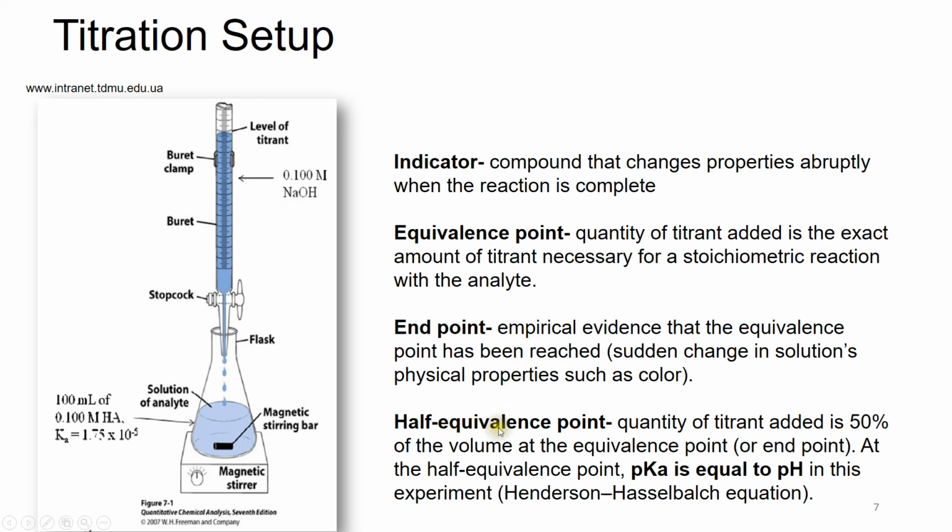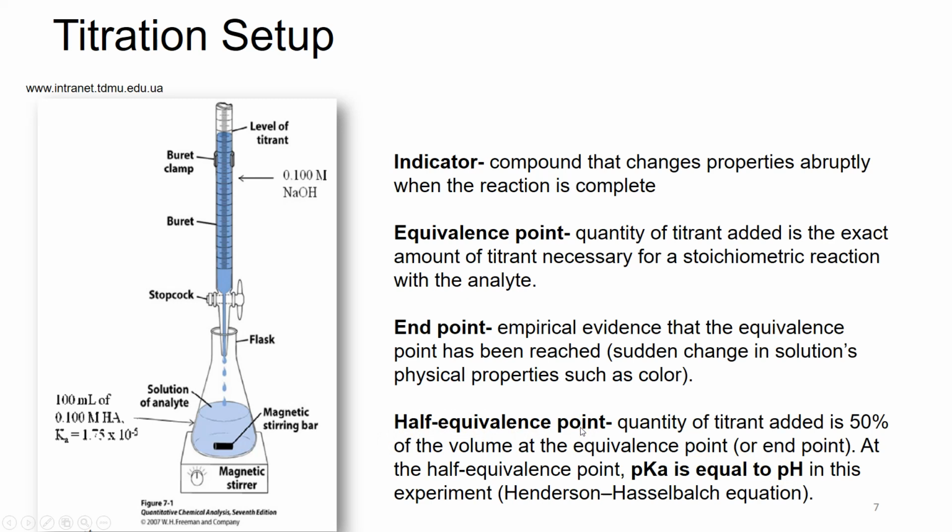What is the half equivalence point? Let's say at the end point you used 20 milliliters of sodium hydroxide, and then the half equivalence point is where you use 1/2 of the 20 milliliters of sodium hydroxide. You need to look at maybe 10 milliliters, which is 1/2 of 20 milliliters, and you can look for the pH value of the solution at this half equivalence point.